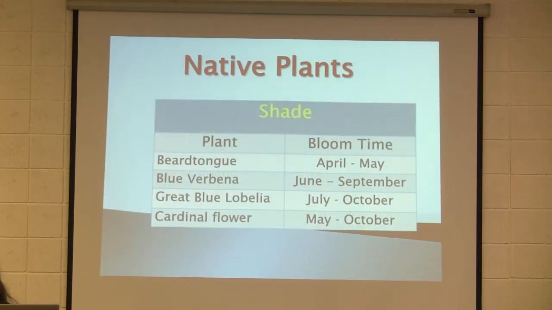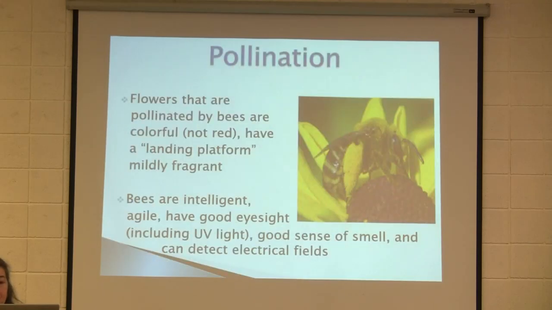So shade plants, we're a little limited on shade plants in Kansas, being a natural prairie. So beard tongue, blue verbena, great blue lobelia, and cardinal flowers are the shade plants that you can sequence from April to October. I wasn't able to find any through December, and I haven't been able to find any shade plants to plant in my own yard that bloom through December. So usually we use some trees or shrubs.